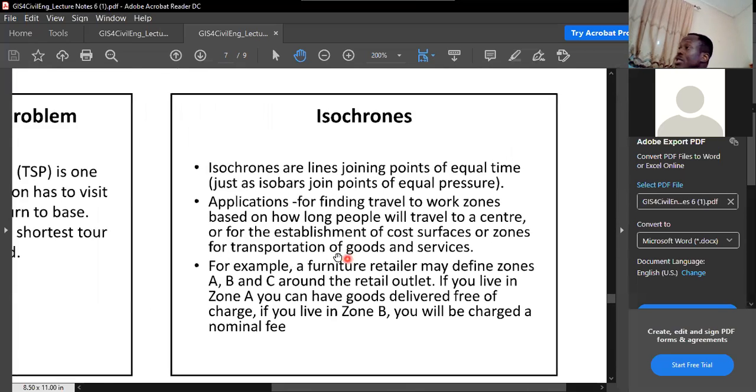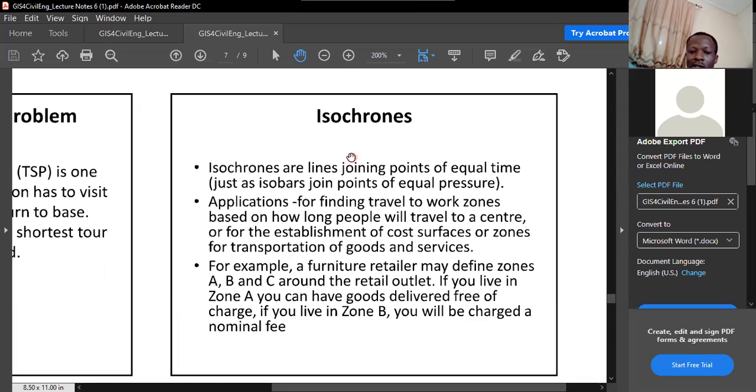We also have what we call isochrones in networks. Isochrones: iso for equal, chrones for time. So isochrones are lines joining points of equal time, just as isobars are for pressure. So obviously, we should be able to relate to isochrones like contour lines or something like that. They are like contour lines that show you places where you can reach in 5 minutes. So if you drew such a map, it's very, very helpful.